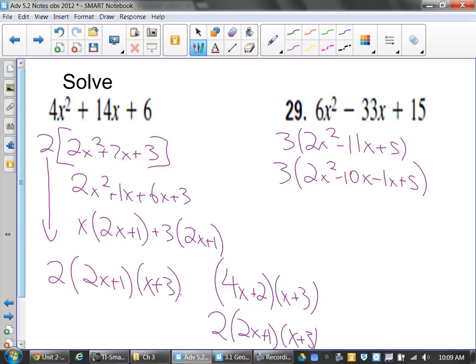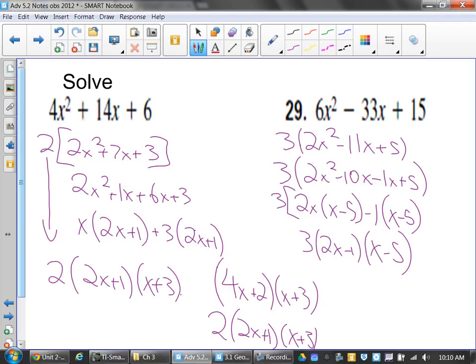I'm hoping you guys got to that point. Wait, you all right? Remember, if there's not an equal sign, you just factor all the way through. If there's an equal sign, you're going to solve for the x.